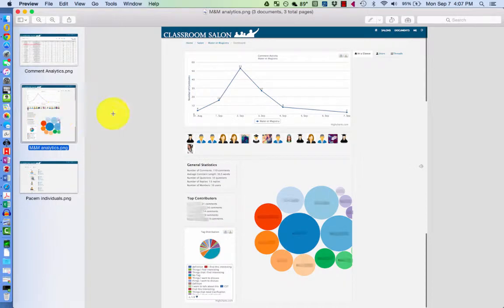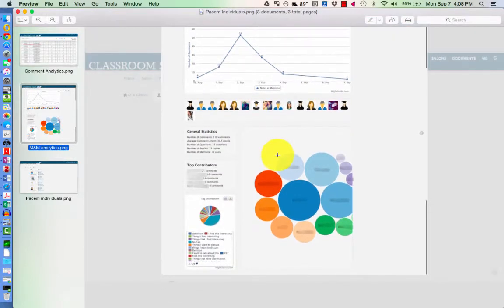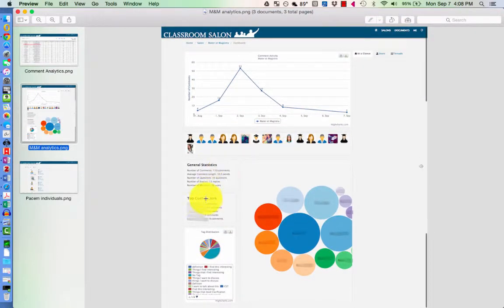I can look at, for instance, on any particular text, so this is Moderate Magistra, I can see when all the comments came in, when they tapered off, who's made comments, and then if you look down below here, I can see who my top contributors are on this particular document, how many comments I've got, how people are contacting them, and so on, and I can see what tags I've got.